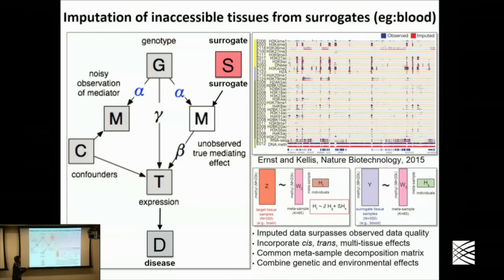And we can also do that by adding surrogate tissues. We can say, well, methylation in the brain is inaccessible, but people are more willing to give a little bit of their blood.